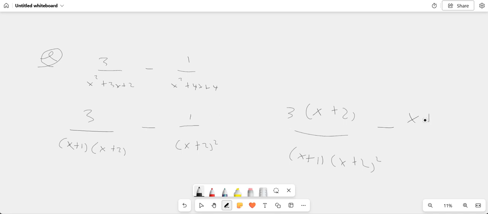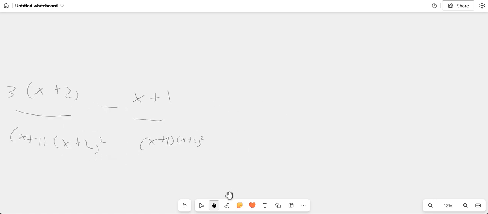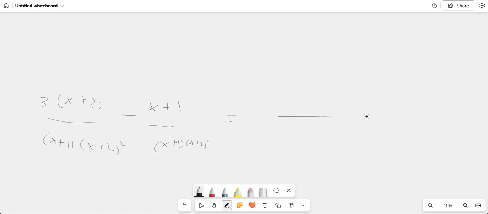So 1 times x plus 1 is just x plus 1, yeah? Over, and then obviously times x plus 1 on the bottom as well. So that's x plus 1, open bracket, x plus 2, squared. And now, obviously, you can just combine that. So the bottom becomes the same. So we just get over x plus 1, x plus 2 squared. And then the top becomes 3x plus 2, minus x plus 1.